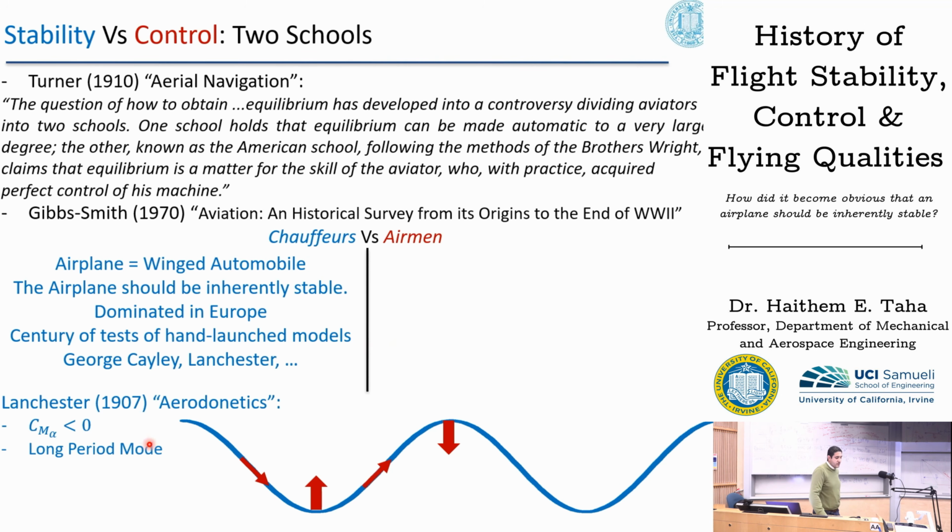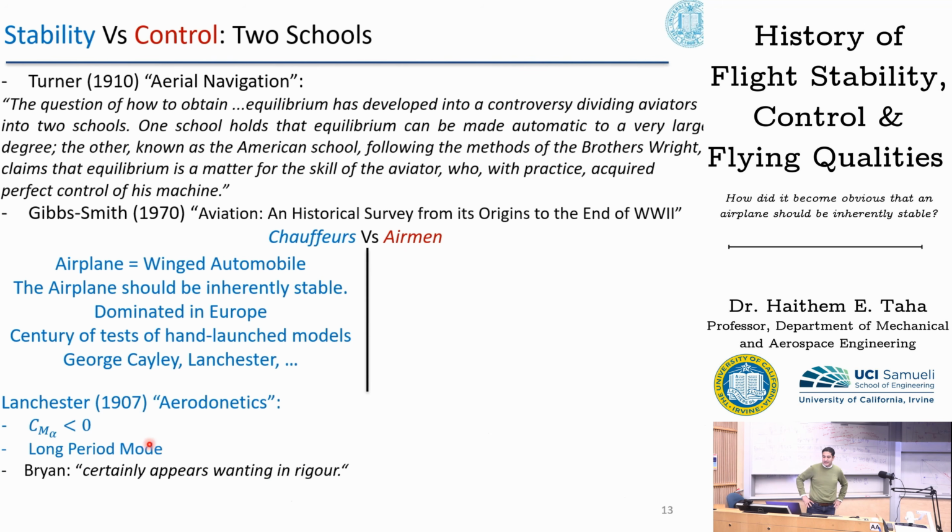Unfortunately, he did not belong to the elite group of Cambridge mathematical physicists and applied mathematicians. He was a practical engineer. He actually had an automobile company. So even in the words of Bryan, who described his work, his work certainly appears wanting in rigor. So they saw his work as not rigorous enough, so they just ignored him, unfortunately.